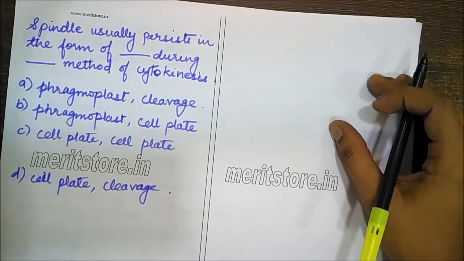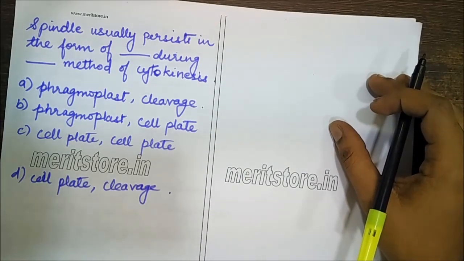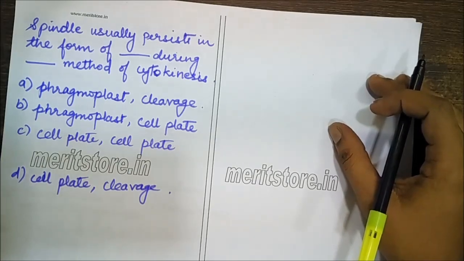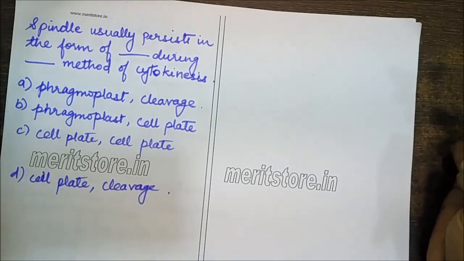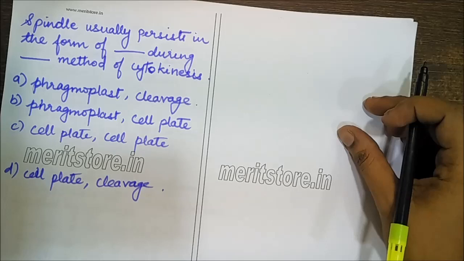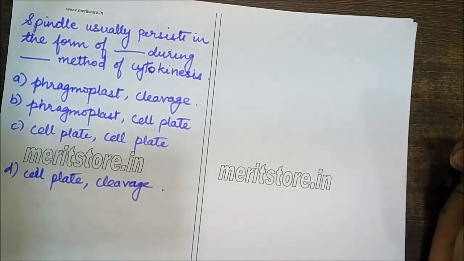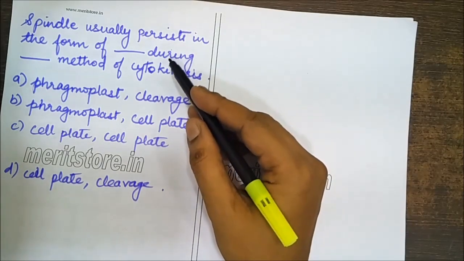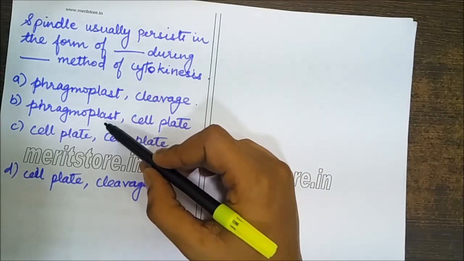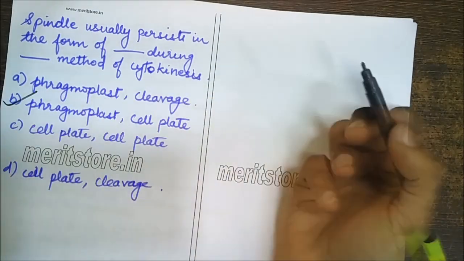Spindle usually persist in the form of dash during dash method of cytokinesis. Now remember, in higher plants, cytokinesis occurs by cell plate method. Now in this method, small vesicles of the Golgi complexes are assembled in the equator and spindles persist. Now this is called as phragmoplast. So the spindles usually persist in the form of phragmoplast during the cell plate method.